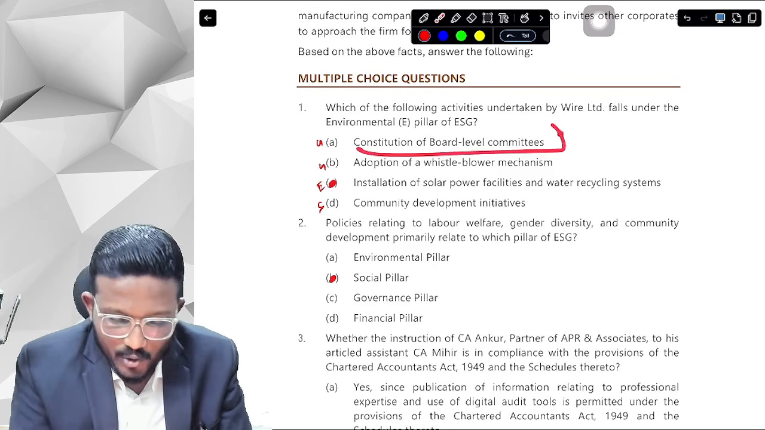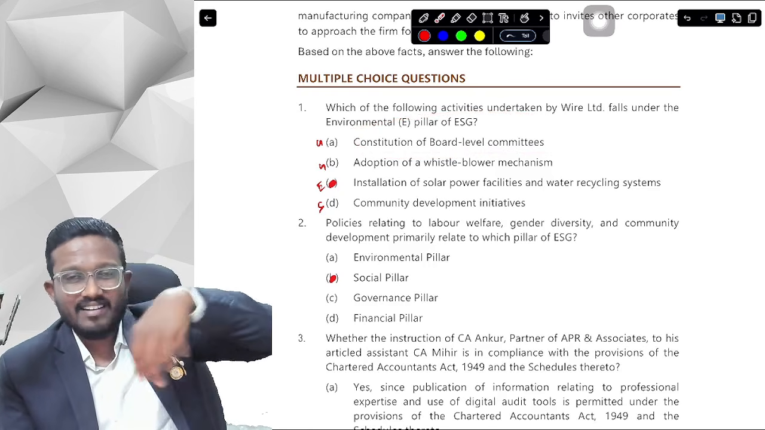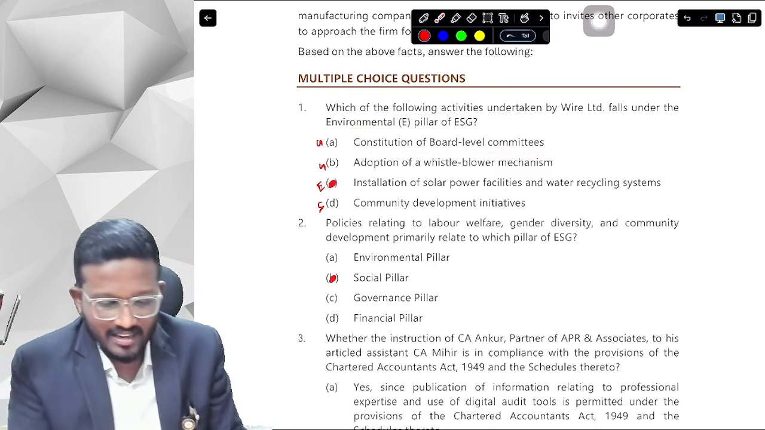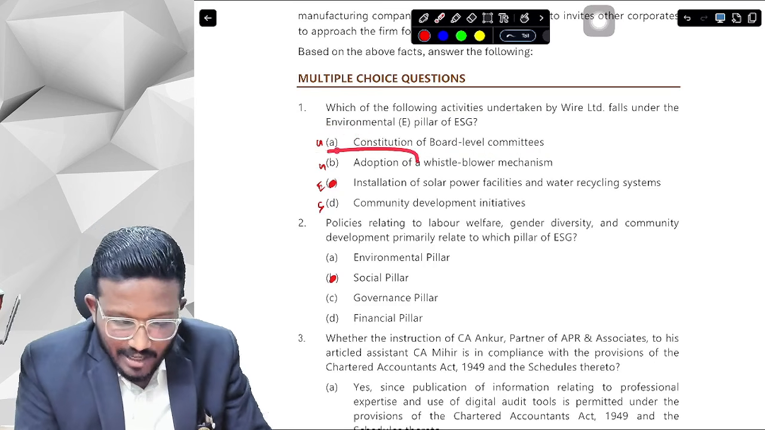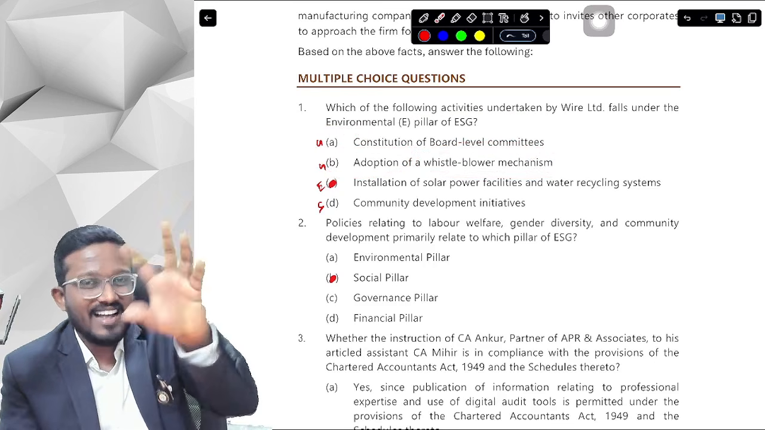First is constitution of board level committees. So anything that is related to your entity, any organization structure, that is called governance. Second is adoption of a whistleblower mechanism. So whistleblower mechanism is inside the entity, that is governance.